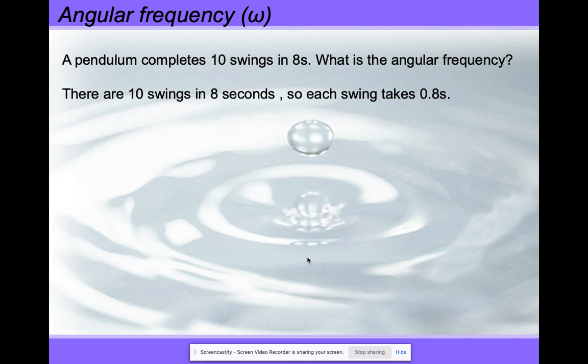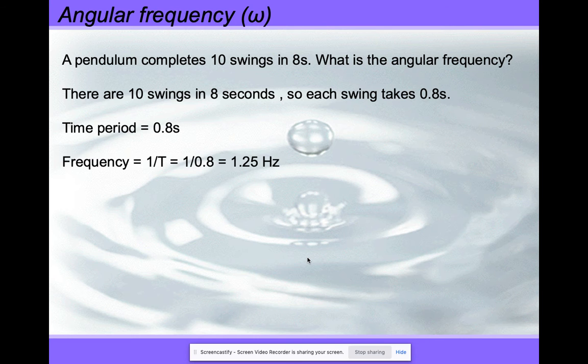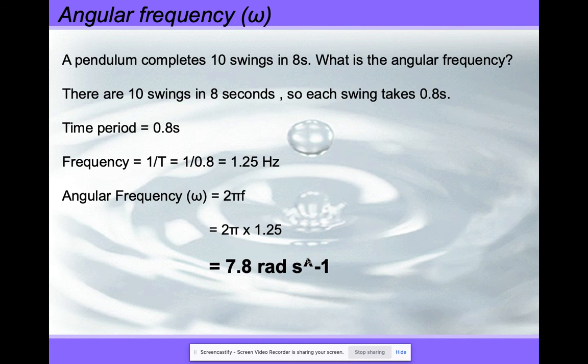So a pendulum completes 10 swings in 8 seconds. What's its angular frequency? Well, 10 swings in 8 seconds. So each swing takes 0.8 seconds. It takes that long for one wave to occur. So the period is 0.8 seconds. We plug and chug, we get the frequency, and we put the frequency into the angular frequency formula, and we get that. Now, notice it's in rads per second because we're doing angular frequency, so we have to have it in radians.